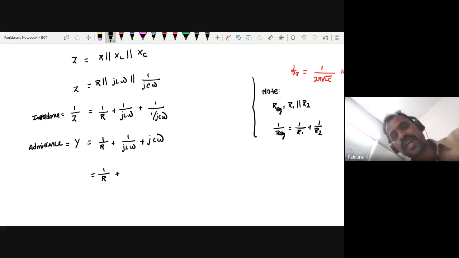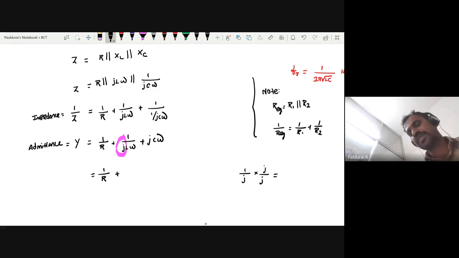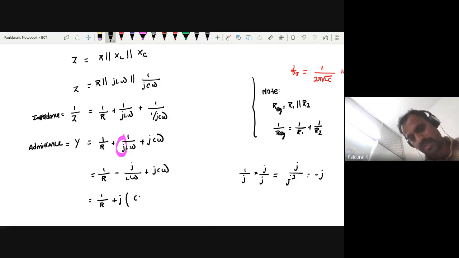Since my aim is to find the real and imaginary parts, how can you write 1 by j? Multiply and divide by j, it becomes j divided by j squared, so I can write minus j. So this is minus j divided by L omega plus j C omega. So it becomes 1 by R. Now take j as common: C omega minus 1 by L omega. This is my admittance.